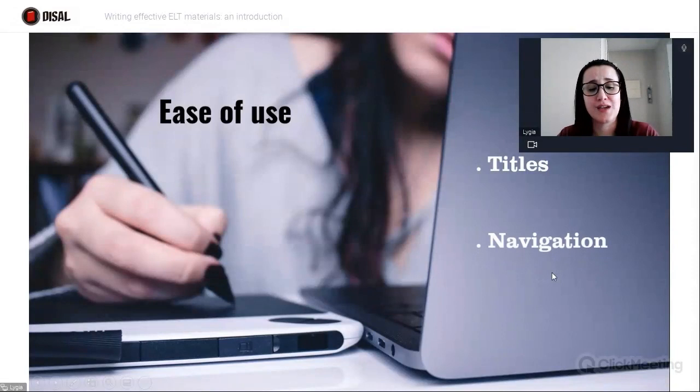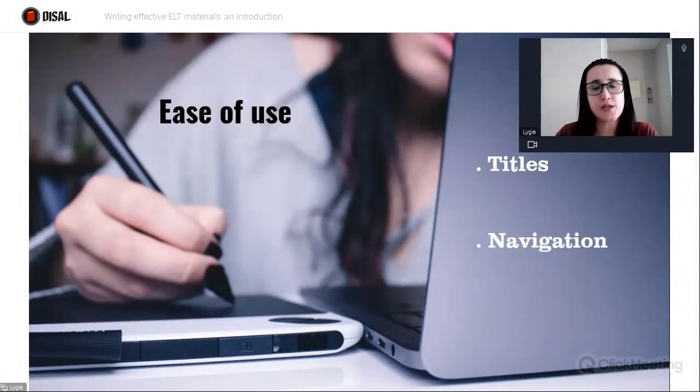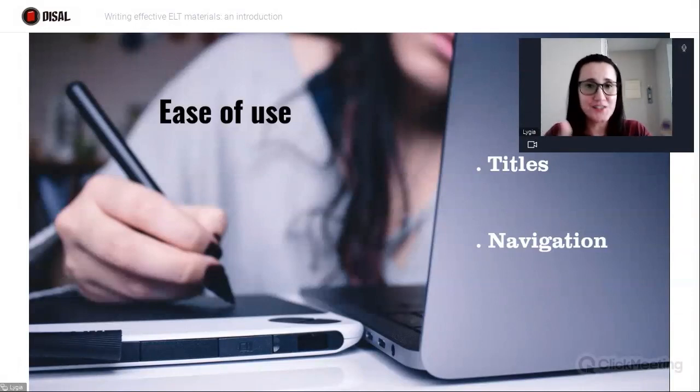Now, what else? Navigation. So, materials need to be easy to navigate. How can we do that? Well, something important, something that is, I'd say, easy enough to remember, is that when we are writing a series of exercises, we need to number the activities, right? Number one, two, and three.